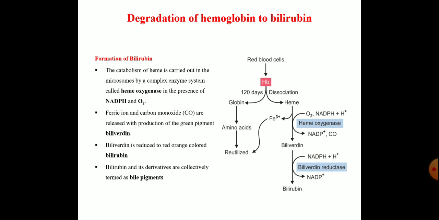So catabolism of heme is carried out in microsomes by a complex enzyme system called heme oxygenase in the presence of NADPH + H+ and oxygen. Ferric ion and carbon monoxide are released with production of a green colored pigment called biliverdin. Biliverdin is reduced to a red orange colored pigment called bilirubin. Bilirubin and its derivatives are collectively termed bile pigments.